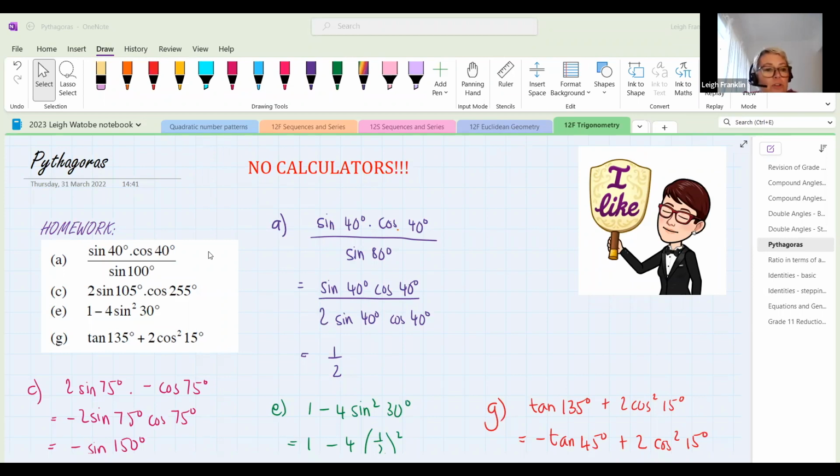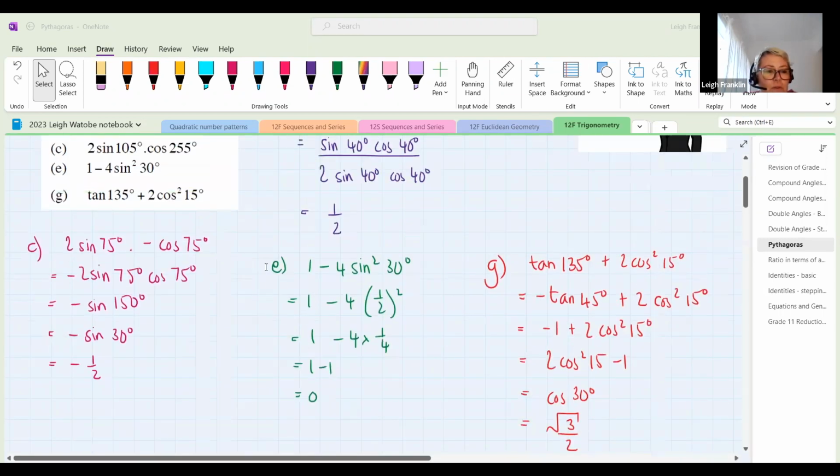Okay, then I also asked you to do question C. So that's the one in the sort of purpley pink against the margin. So 2 sine 75, then it was cos 255. Sorry, I didn't write down the question. I was naughty. I just went straight to reducing it.